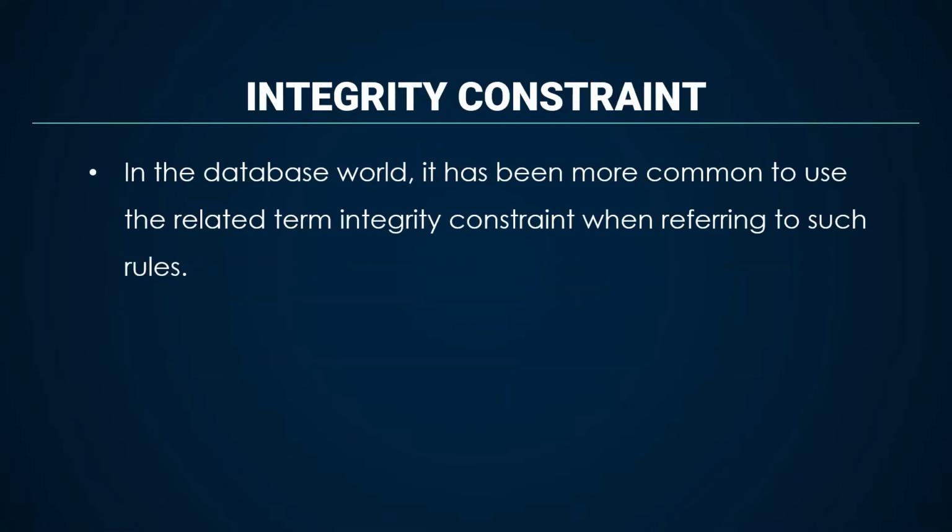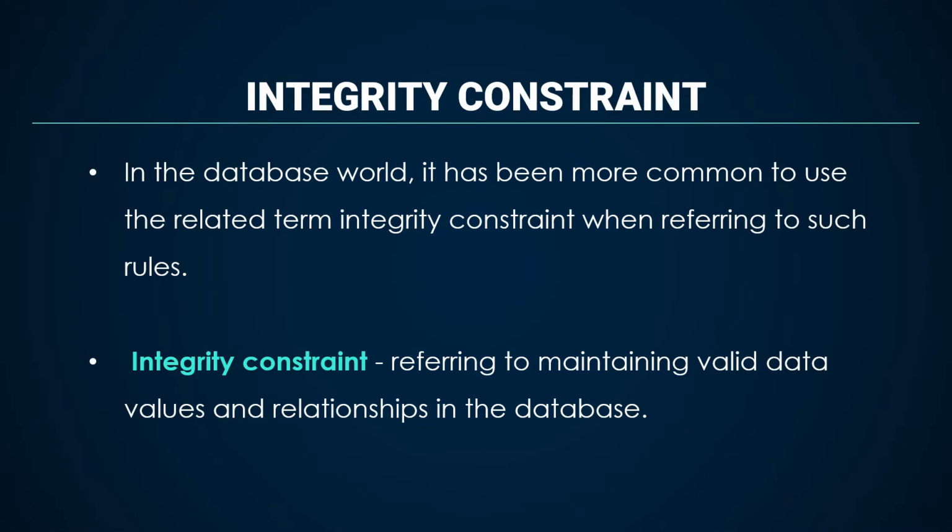Integrity constraint. In the database world, it has been more common to use the related term integrity constraint when referring to such rules. Integrity constraint refers to maintaining valid data values and relationships in the database. The requirement gathering process is very important, and its results should be verified by the user before the database design is built. If the business rules are incorrect, the design will be incorrect, and ultimately, the application built will not function as expected by the users.